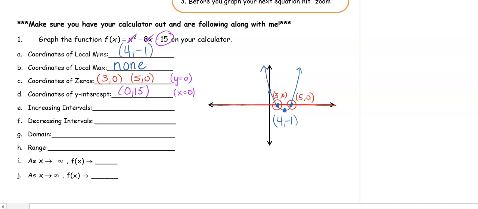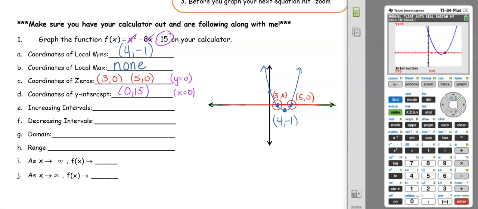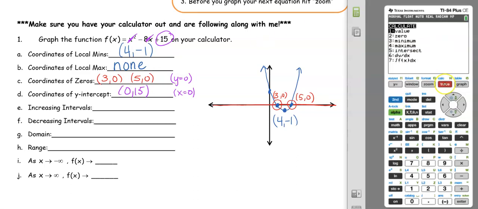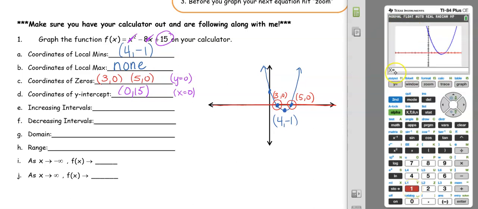Another way to find it is to go back to second trace. Remember, second trace is when we're going to find all of those values, or all those different calculations. This time we want to find the value, number 1, and every y-intercept has an x value of 0, so I'm going to put 0 in for x, and I hit enter, and I find that 0, 15.